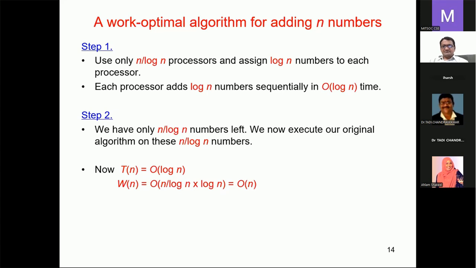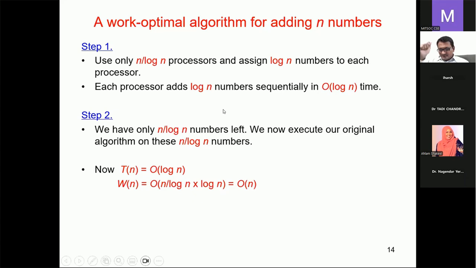Yes, sir. Very good. In step 2, actually, we have only n by log n numbers left. So how has this number come? n by log n numbers can be left now. This is an ideal situation where n by log n numbers are left. So we now execute our original algorithm on these n by log n numbers. It's just marginal, right?